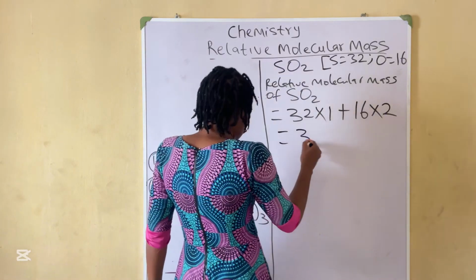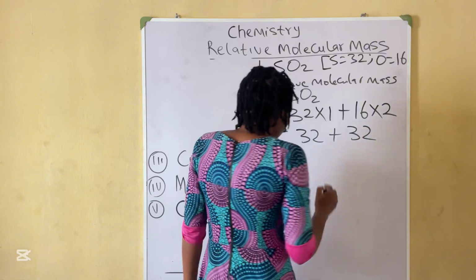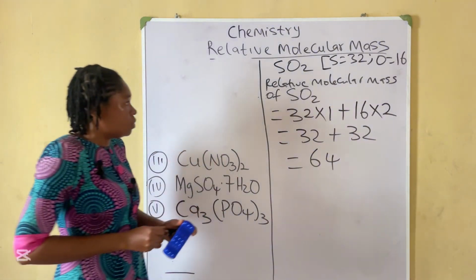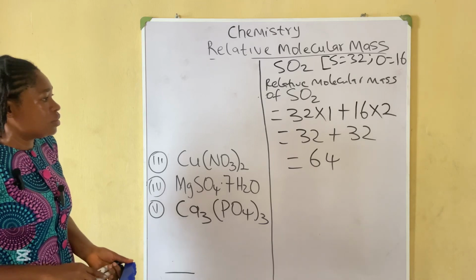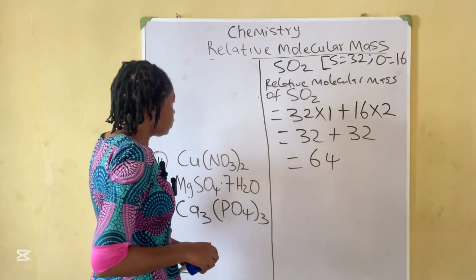32 times 1 is 32, plus 16 times 2 is 32. 32 plus 32 is 64. So don't put a unit, because it's expressed as a ratio.